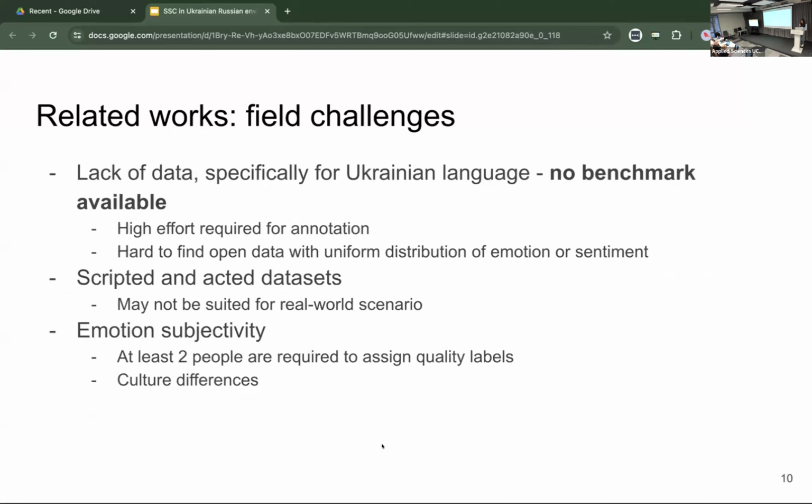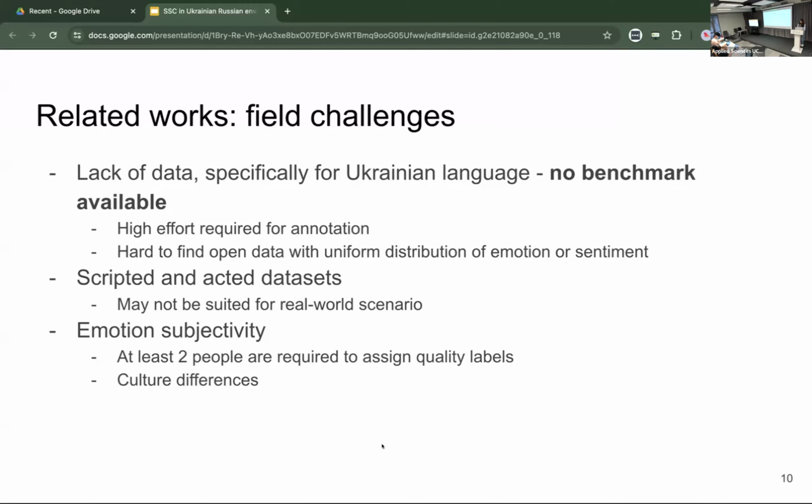So the biggest challenge of the field, which is applicable for all languages, but specifically for Ukrainian, is lack of data. We don't have research datasets for Ukrainian language or the mix of Ukrainian and Russian. Therefore, we don't have a benchmark available.